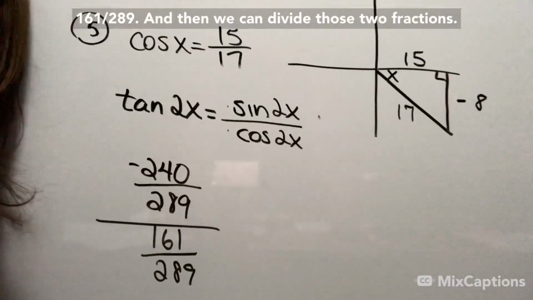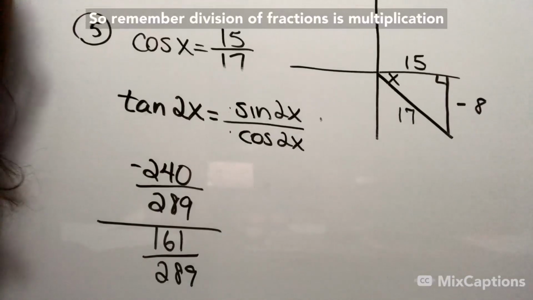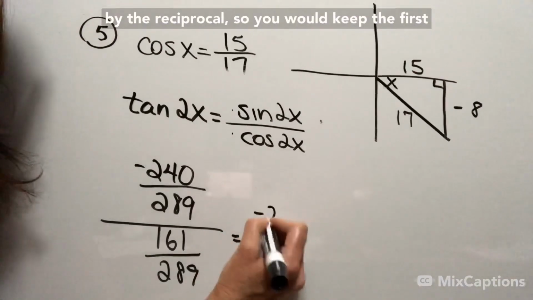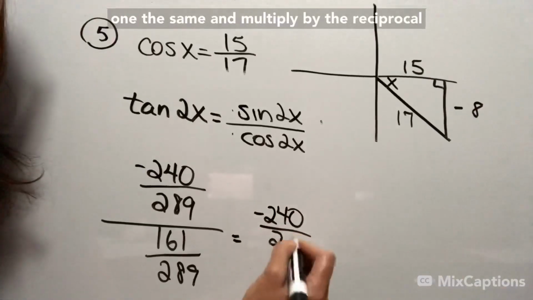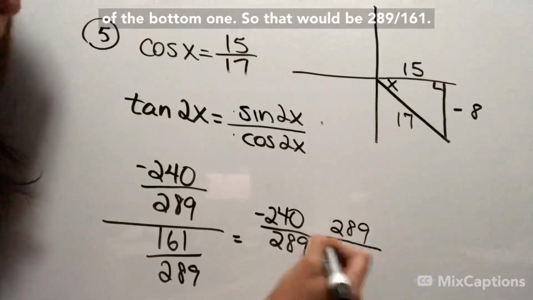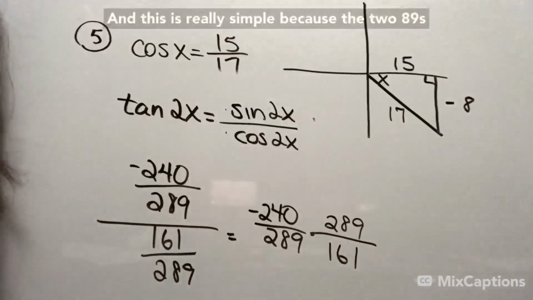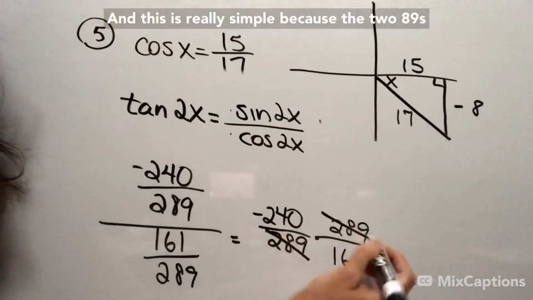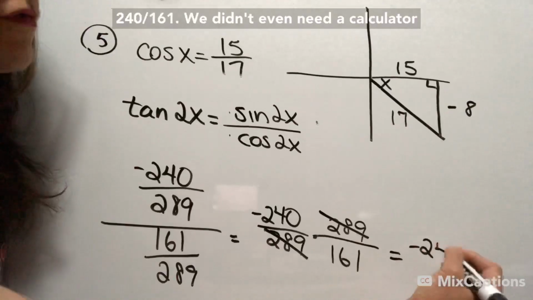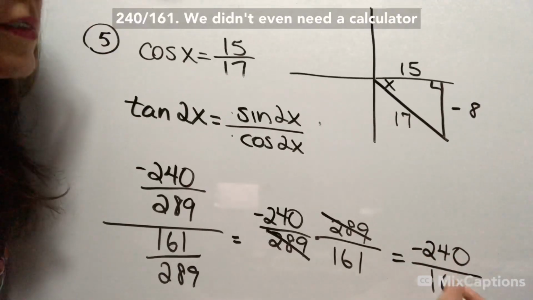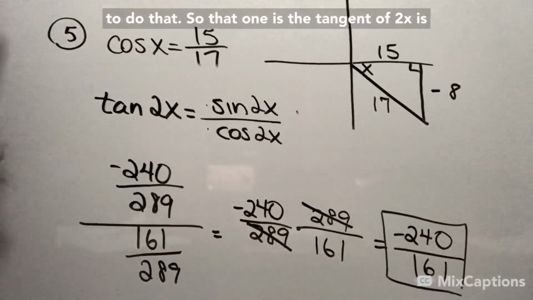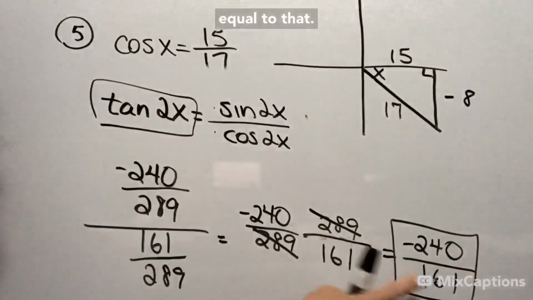And then we can divide those 2 fractions. So remember, division of fractions is multiplication by the reciprocal. So you would keep the first one the same and multiply by the reciprocal of the bottom one. So that would be 289 over 161. And this is really simple because the 289s would cancel out and you would just multiply straight across. So you would have -240 over 161. You didn't even need a calculator to do that. Okay. So the tangent of 2x is equal to that.